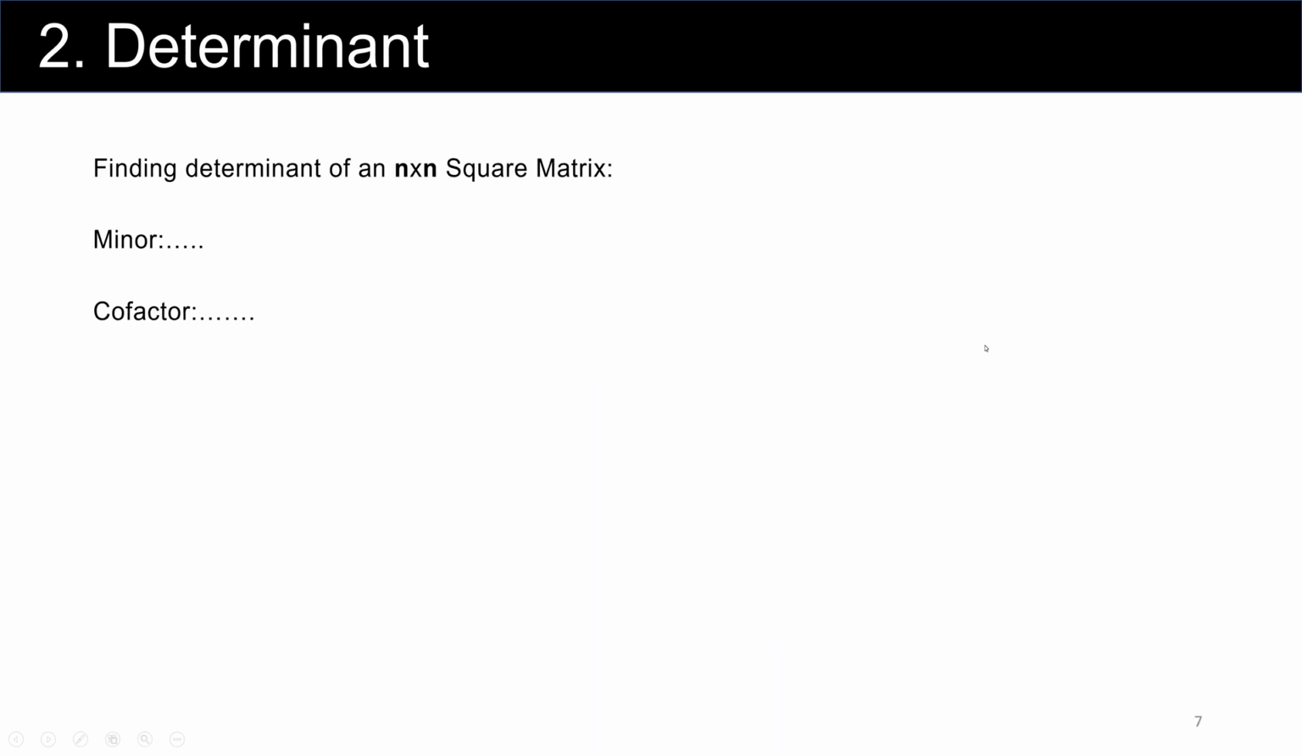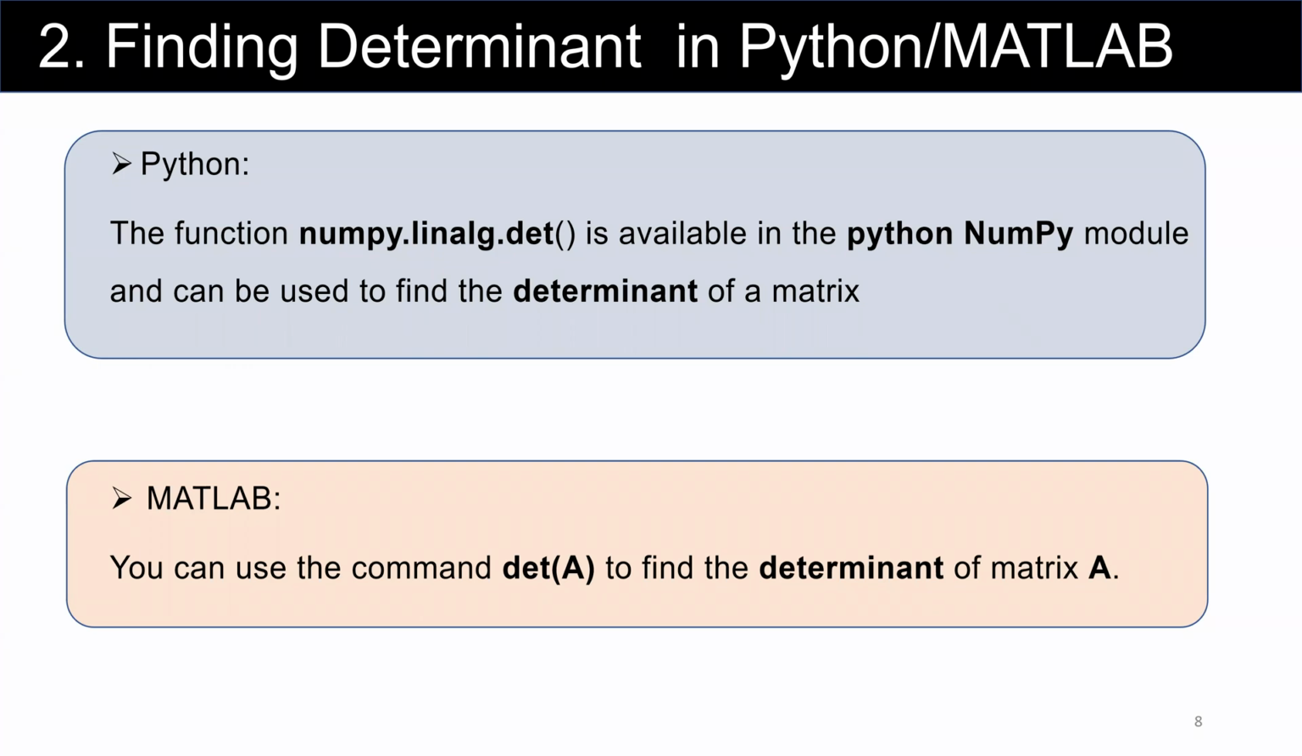All right. So I explained this to give you an idea about the determinant of 2 by 2 matrix, 3 by 3 matrix, and n by n matrix in general. But the question is, what do we do if we have larger matrices? In Python, you can use the linear algebra module to find the determinant. Simply use this function, which is available in Python, to find the determinant of a given matrix. In MATLAB, if you define matrix A, you can use the command det(A) to find the determinant of the matrix. So these are two ways of finding the determinant in Python and MATLAB.